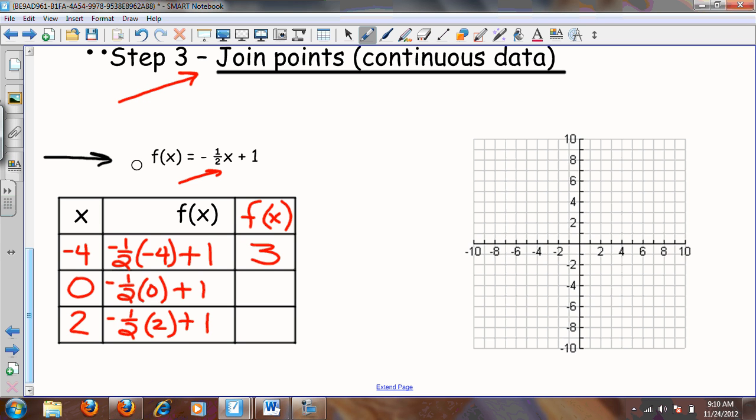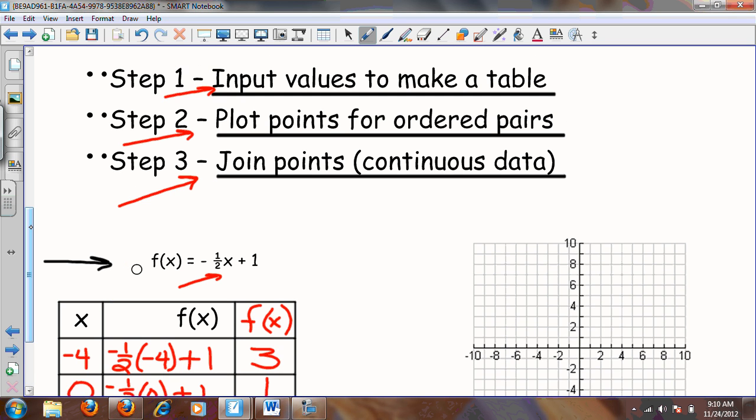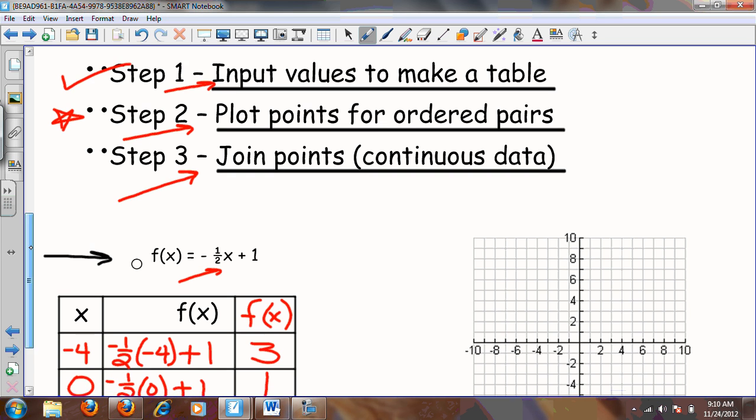-1/2 times 0 is 0. 0 plus 1 is 1. -1/2 times 2, half of 2 is 1. A negative times a positive is a negative. -1 plus 1 is 0. Okay? Input values to make a table. Step 2: plot the points of the ordered pairs.